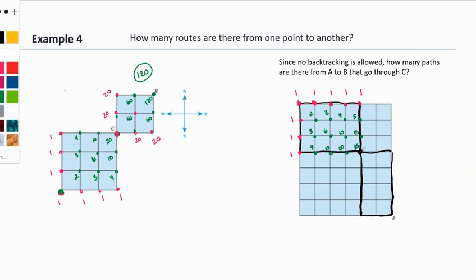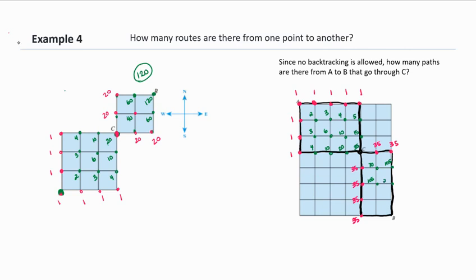Just like we did in the previous example here, we're going to take the 35 and extend it out on the perimeters coming out of point C. And then we're going to start our adding again. 35 and 35 is 70. 70 and 35 is 105. Okay, 35 and 70 is 105.